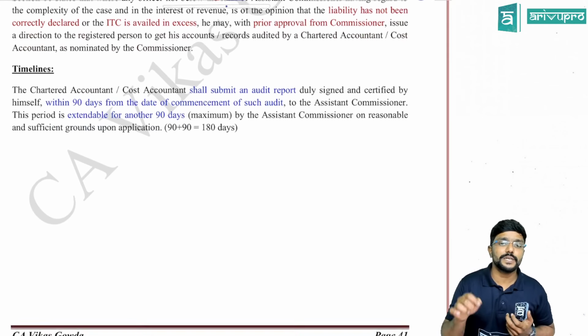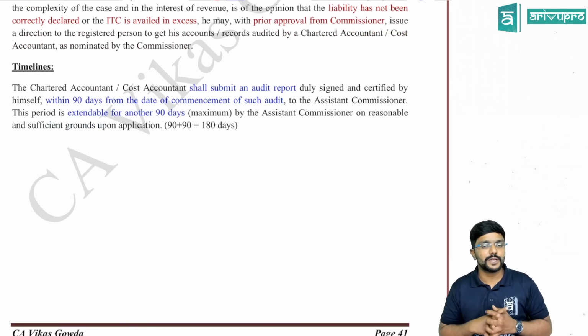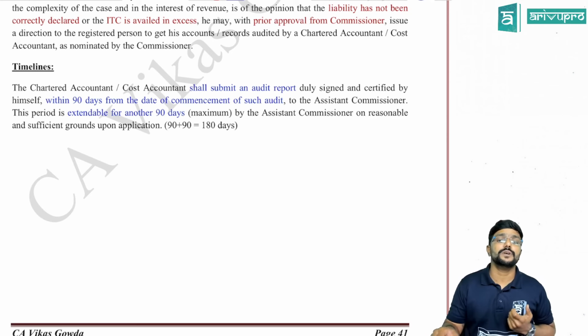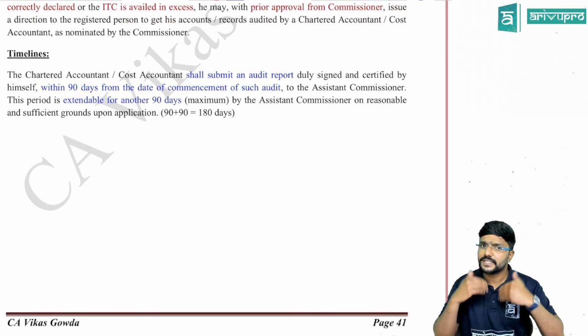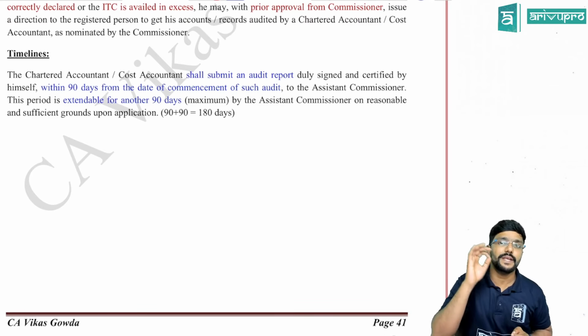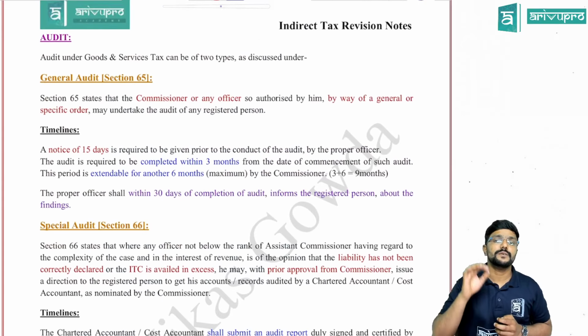So the chartered accountant or cost accountant who is nominated by the commissioner or the person so authorized by him shall conduct the audit and submit the audit report to the commissioner within 90 days from the date of commencement of audit, which can be extended for another 90 days. So totally including extension, it is 180 days. So this is all about revision of chapter 5, guys.